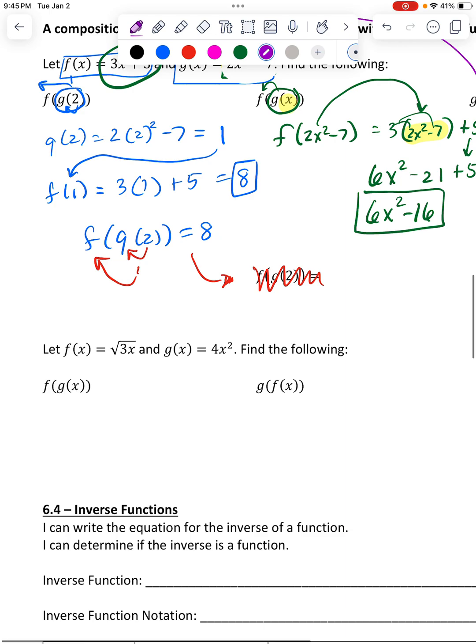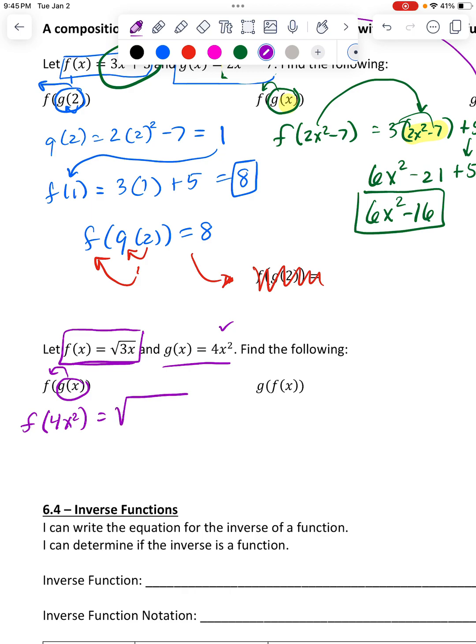All right, so this is asking us, and now we have 2 new rules to work with, this and this. This is telling us to take all of g, which is this guy, and put it into f. So I'm going to be taking f of 4x squared. That's what function g is. I'm plugging that in. Here's my rule. Square root of 3 times whatever you're plugging in. So that would turn into the square root of 12x squared.